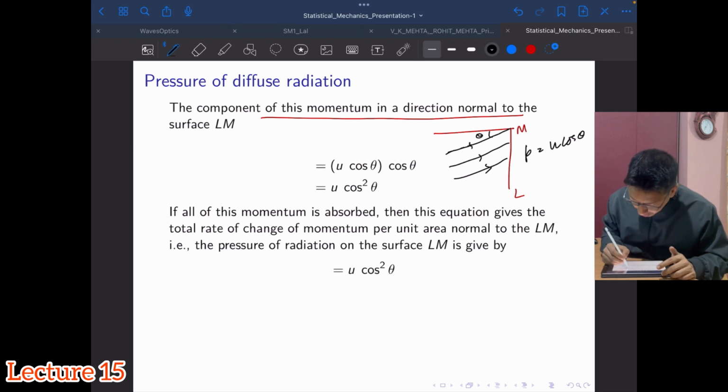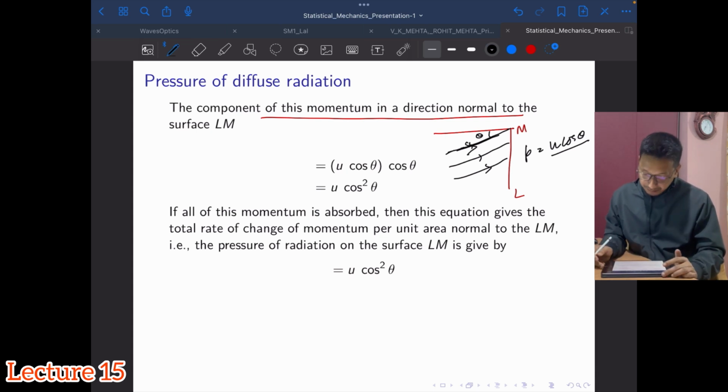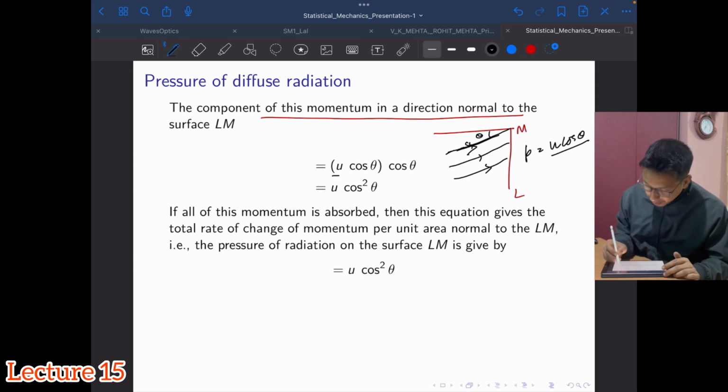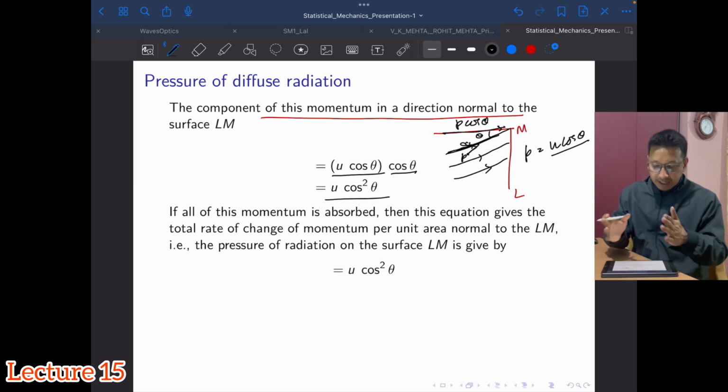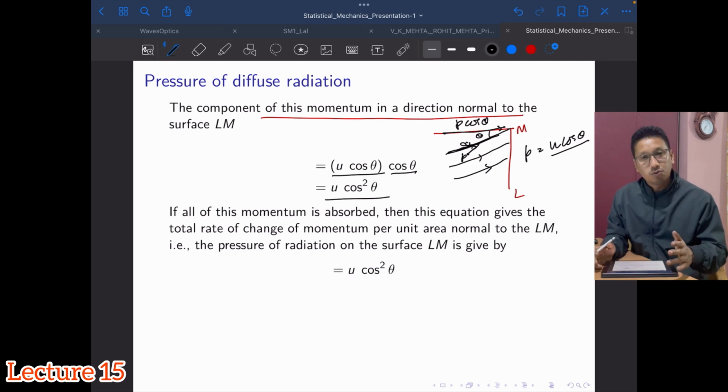So along this direction, p is equal to u cos theta. Along the normal it will again get a factor of cos theta, because the angle is theta, just as when we resolve a component for a force, or any vector quantity for that matter. So u cos theta, which is p, times cos theta. Along this direction it is p, and along the normal it will be p cos theta, isn't it? So the momentum along the direction normal to the surface LM will be u cos square theta.